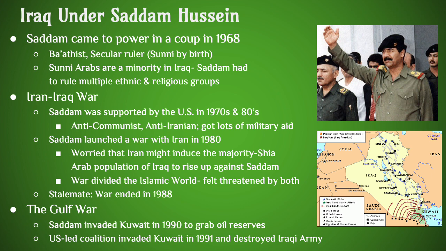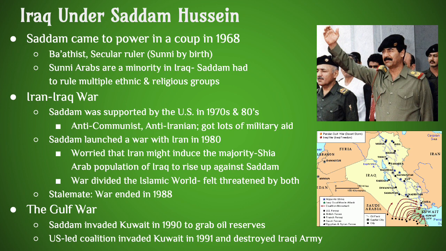Iran's chief rival in this period, though, actually wasn't even the United States. It was their neighbor, Iraq. Iraq was under control of a brutal dictator named Saddam Hussein. He came to power in 1968. He was a Ba'athist, right? The Arab Nationalist Party, and he's secular. He was a Sunni Muslim, but religion was not a factor in Saddam's regime.